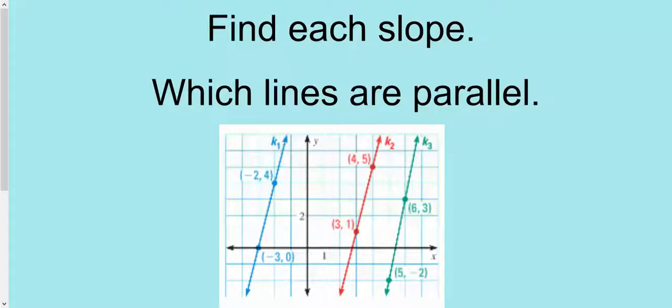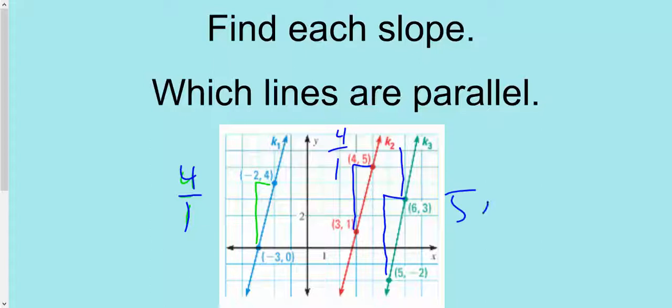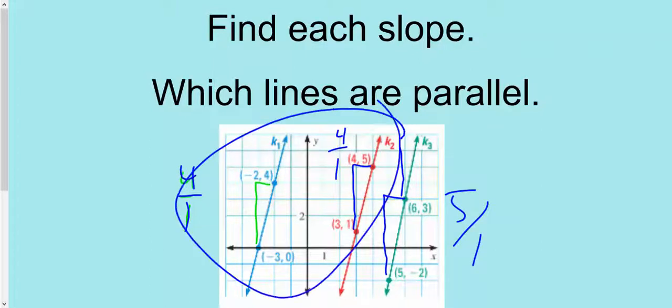Finding each slope, which lines are parallel. So we just want to see which slopes are the same here. So I'm just going to do rise over run. 1, 2, 3, 4 over 1. So that one's 4 over 1. This one is 1, 2, 3, 4 over 1. Those are parallel. This one is 1, 2, 3, 4, 5 over 1. So this one's 5 over 1. So the red and the blue are parallel. So K1 is parallel to K2.